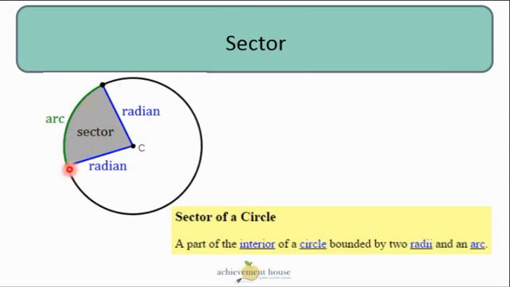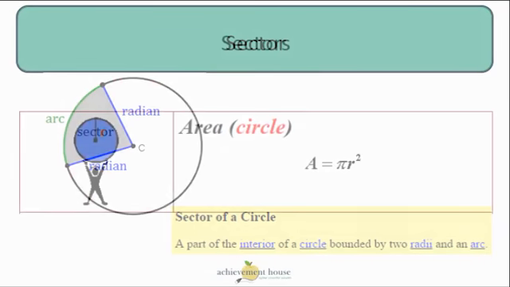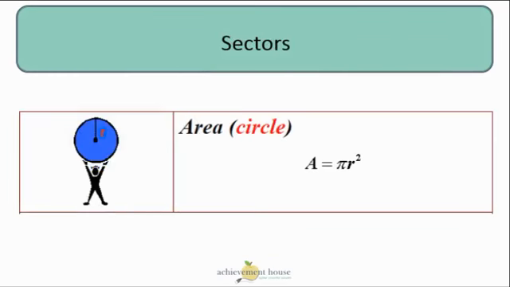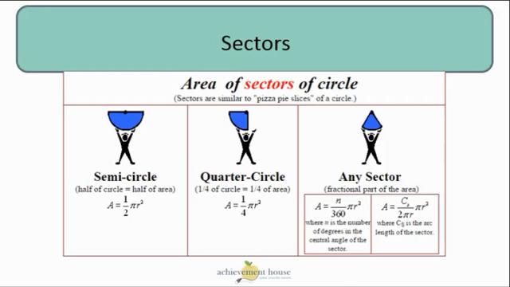So much like the arc is part of the entire circumference of a circle, the sector is part of the entire area of a circle. So let's remember that the area of a circle is A equals pi r squared. That's the formula for the area of a circle. And so we can find the areas of certain sectors.